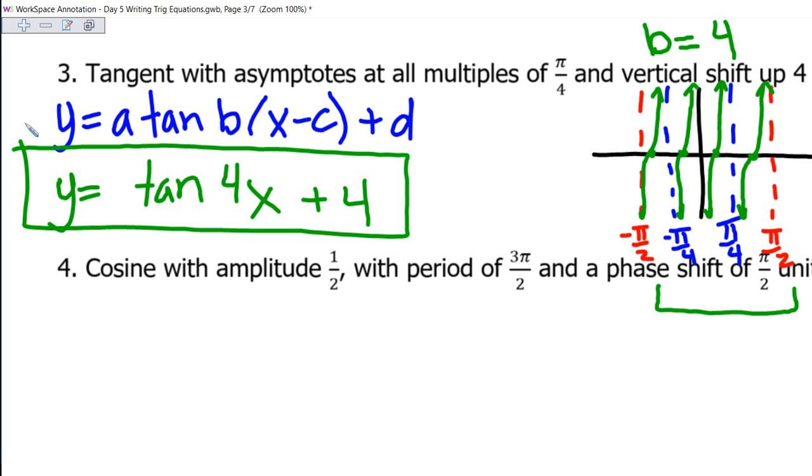Okay, I want you to do problems 4 and 5. Come up with the equations for problems 4 and 5.